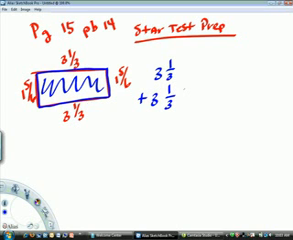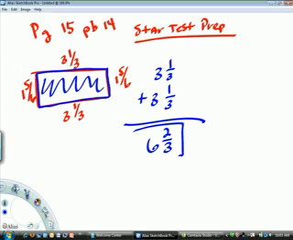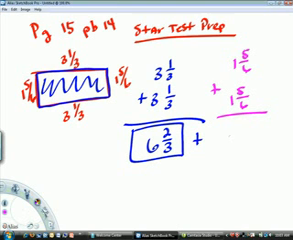Okay, so what do you get when you add those two? 6 and 2/3, right? Because you just add the numbers on top, the numerators. That's from two sides of it. We have to add that to whatever the other two sides are. Okay, so what are the other two? It's 1 and 5/6 plus 1 and 5/6. Good.